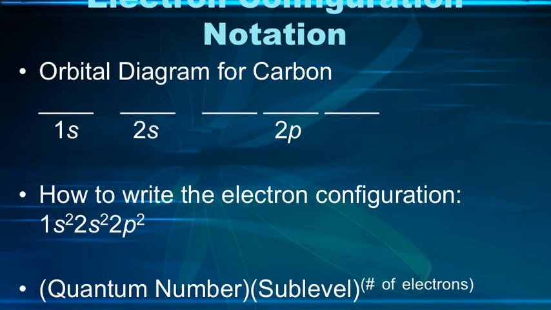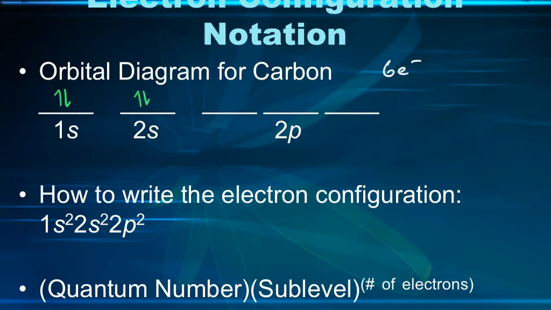Carbon has a total of 6 electrons, right? Its atomic number is 6, so it's got 6 electrons. How are these going to fill in? Well, the first 2 electrons are going to go into the 1s orbital. Okay, it's the lowest energy level, and they are going to have opposite spins. The next two go into the 2s orbital, all right, with opposite spins.